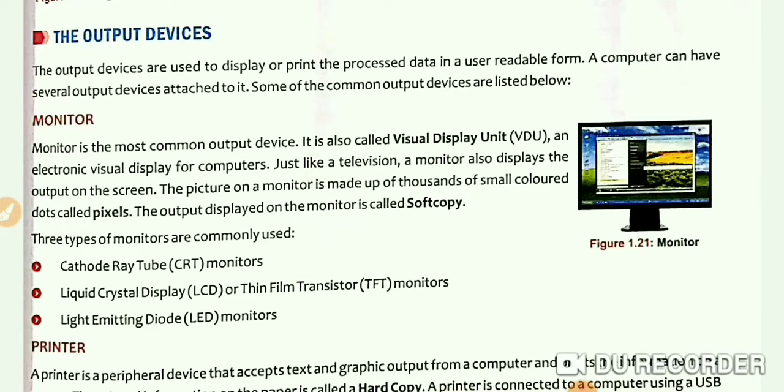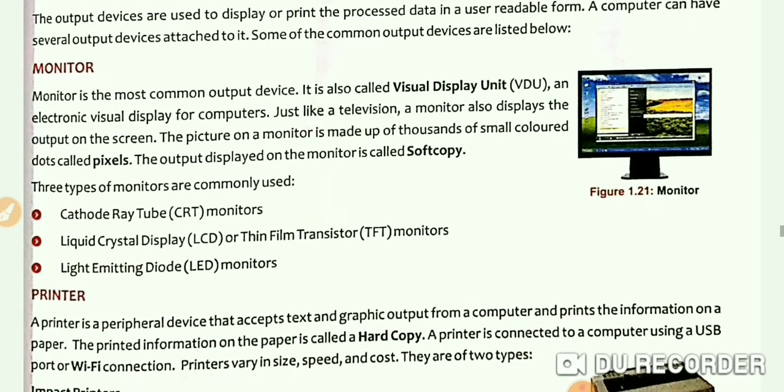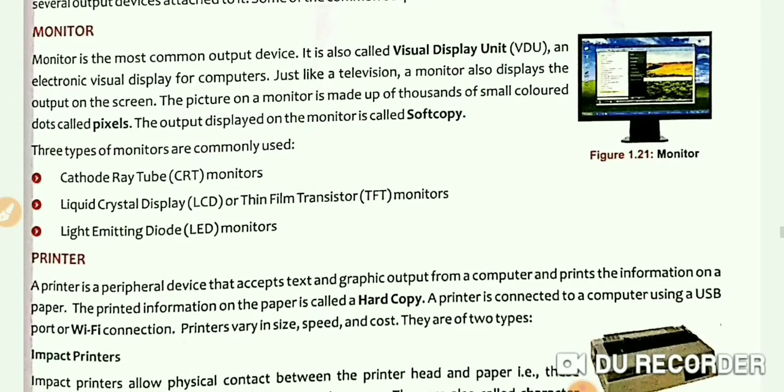So, what are output devices? The output devices are used to display or print the processed data in a user readable form. A computer can have several output devices attached to it, and some are, the first one is monitor. Monitor is the most common output device, and it is also called VDU, that is visual display unit, an electronic visual display for the computers.